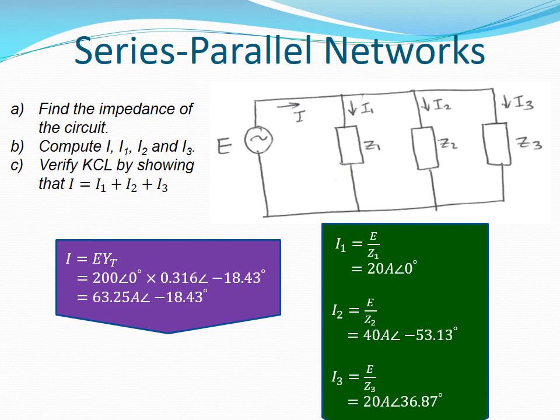The currents I1, I2, and I3 are the currents flowing in the three respective branches. We know the voltages across the branches and the impedances of the branches. Therefore, we can use Ohm's law to compute these currents. I1 works out as 20 amps at 0 degrees, I2 40 amps at minus 53.13 degrees, I3 20 amps at 36.87 degrees.